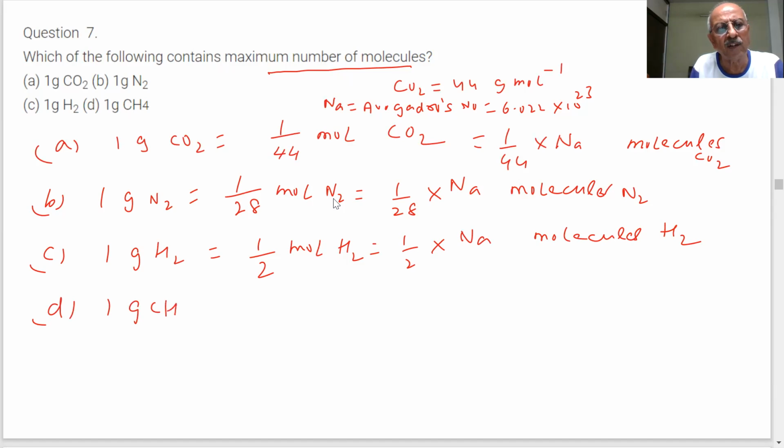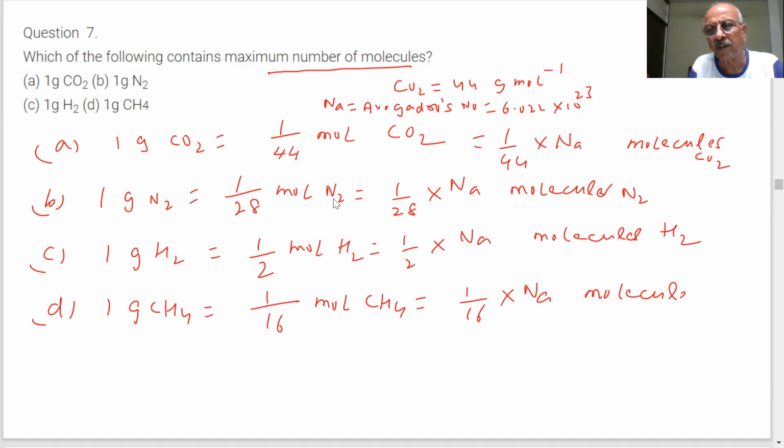D, 1 gram CH4 means what? 1 by 16 mole CH4, or 1 by 16 into Na molecules of CH4. Since Na is the same in all the cases, I am not multiplying. This is same. Then which is the largest value?